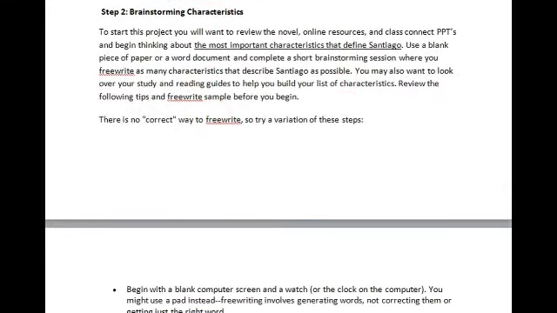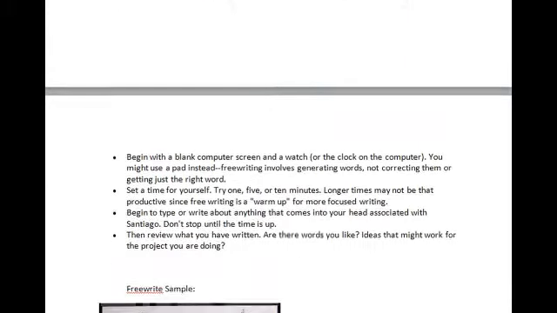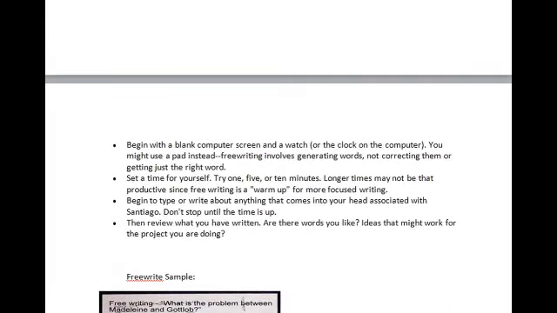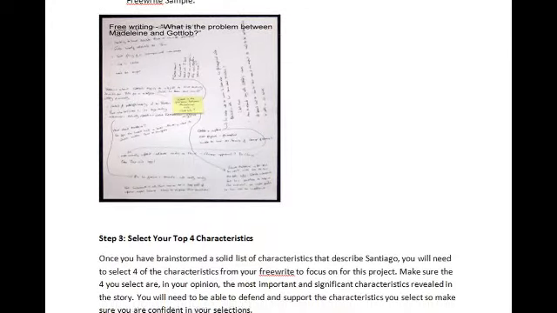As with many writing assignments, you'll want to start with some brainstorming. To start this project, review the novel and the resources mentioned above, and start to identify some of the most important characteristics that define Santiago, our main character. Feel free to free write at this point, brainstorm in any way that works for you. I've given you an example on the assignment sheet here of brainstorming, but again, whatever way works for you. Simply make sure that you write down several characteristics that come to mind when you think of the character Santiago.